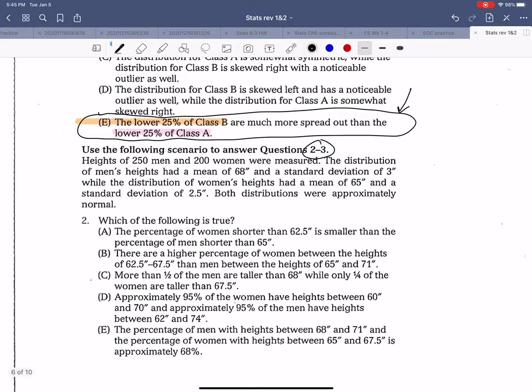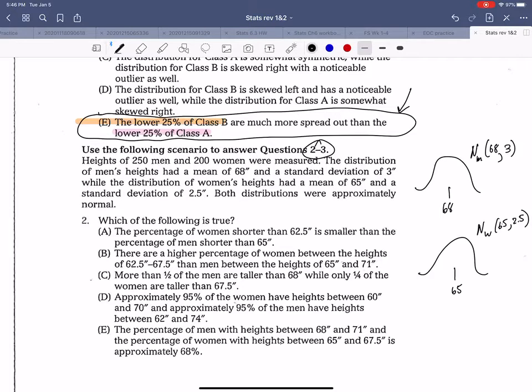Question 2 is for question 2 and 3. The height of 250 men and 200 women were measured. The distribution of these men's height had a mean of 68 and a standard deviation of 3. The women's distribution had a mean of 65 and a standard deviation of 2.5. Both distributions were approximately normal. Okay. Now, which must be true?